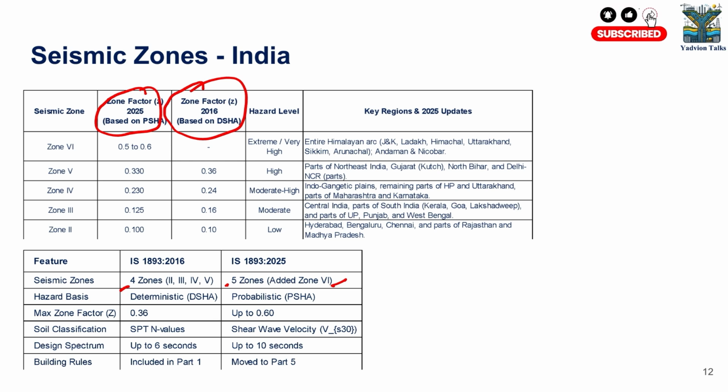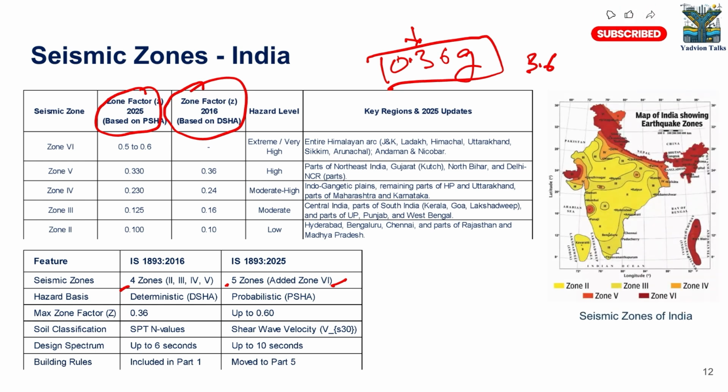So what does 0.36 mean? It is very clear. We usually call it g, right? In terms of g, this is 9.81 meters per second squared, acceleration due to gravity. So we multiply by approximately 10. So the acceleration for the earthquake is 3.6 meters per second squared. So this is the modified seismic zone map of India with zone 6 added.